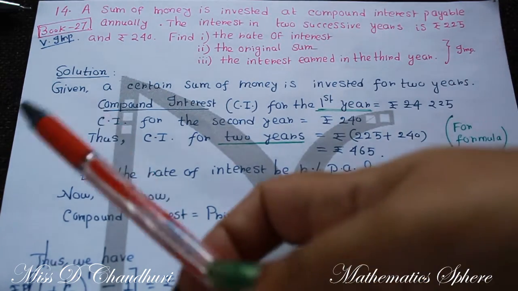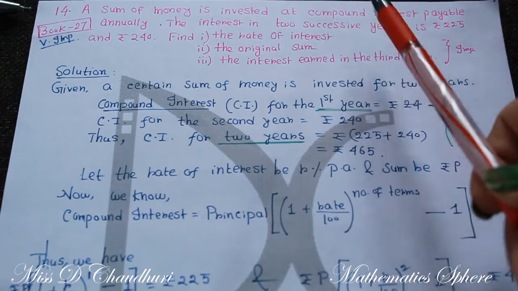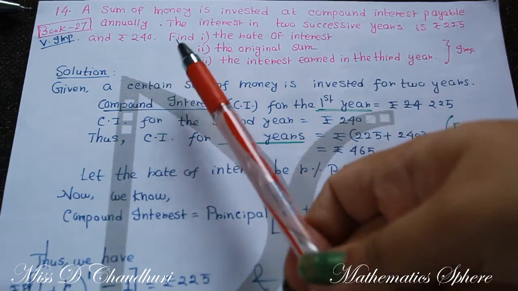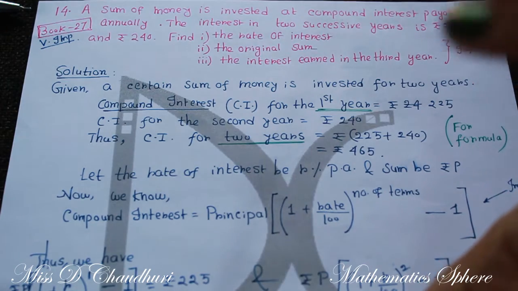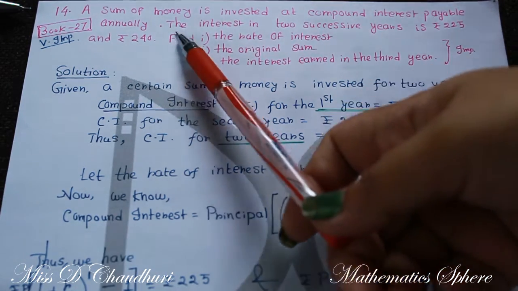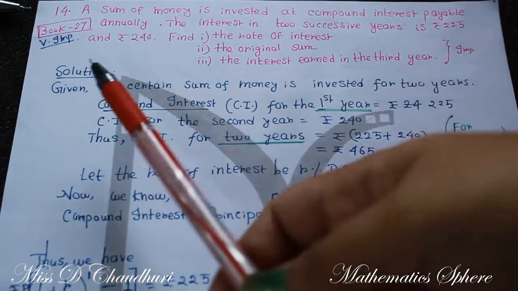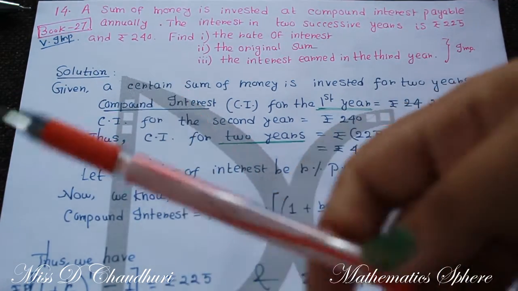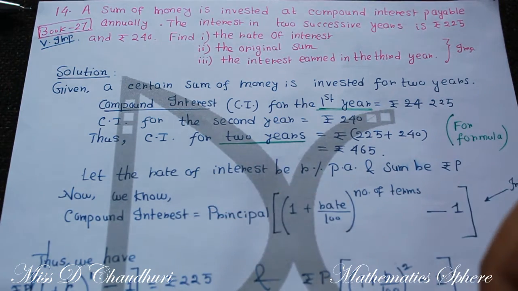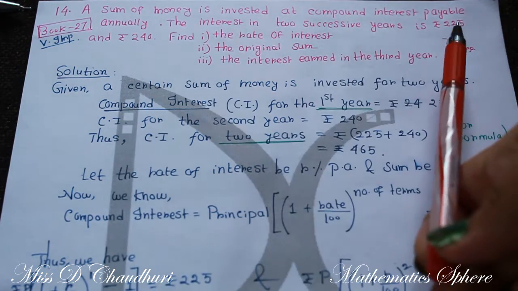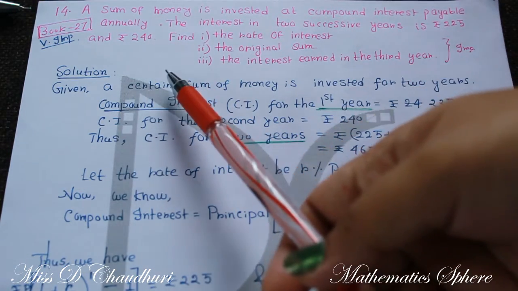First let us read the question. They have told a sum of money is invested at compound interest payable annually. You got it, that it is invested annually, the compound interest is reckoned annually. The interest in 2 successive years is 225 and 240. Means for the first year the interest is 225 and for the second year the interest is 240. Very important.